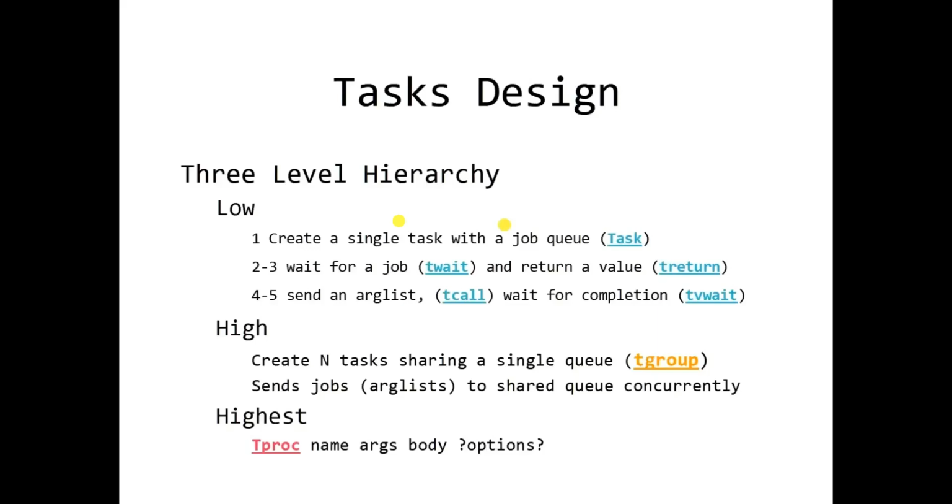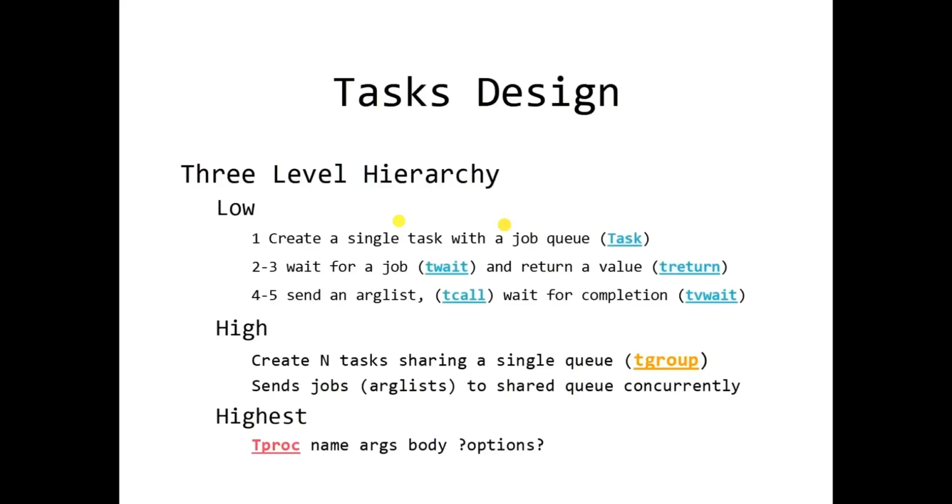The top of the hierarchy, at the highest level, is the Tproc command, which looks very much like a regular proc command with a name, args, and body, but in addition can have some options following. The options are such things as the number of threads to create, a list of procedures to import, and a set of initializers, such as package require commands.